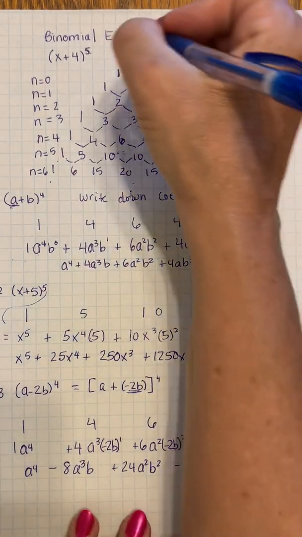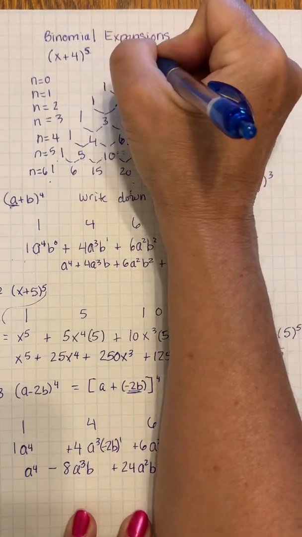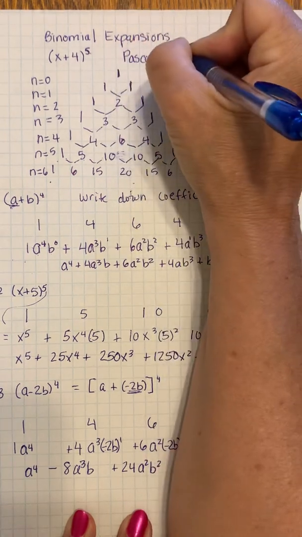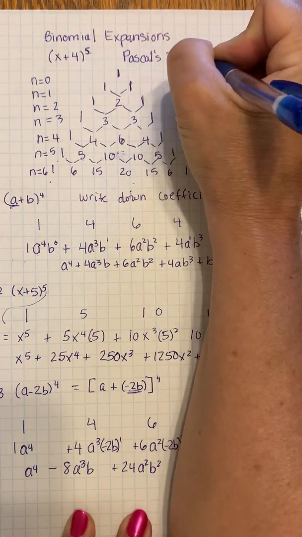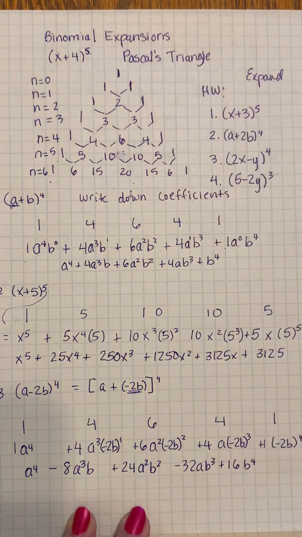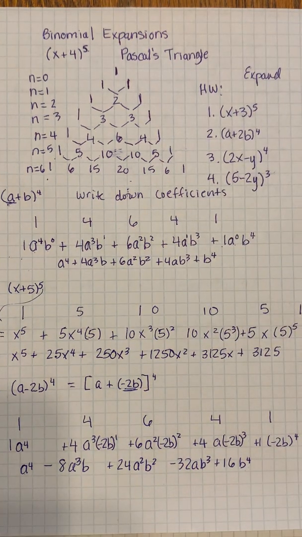And again, this is called Pascal's triangle. Pascal was famous in math and in physics. In physics, he has a unit of pressure, all defined for himself. A Newton per meter squared is a Pascal.